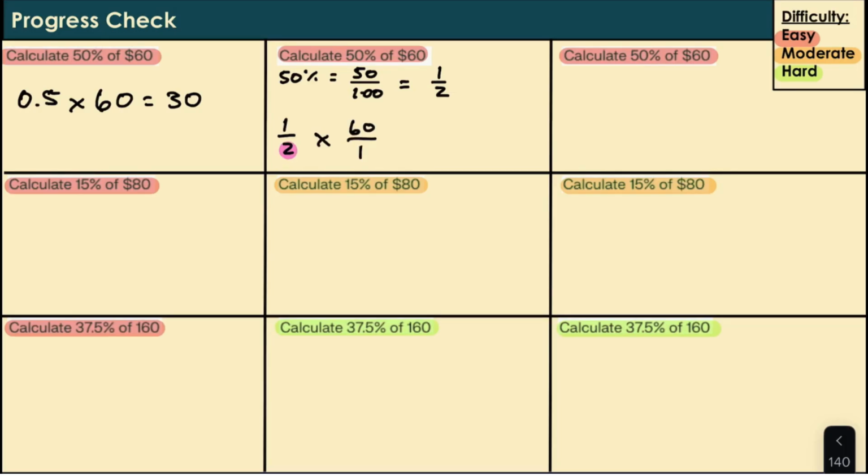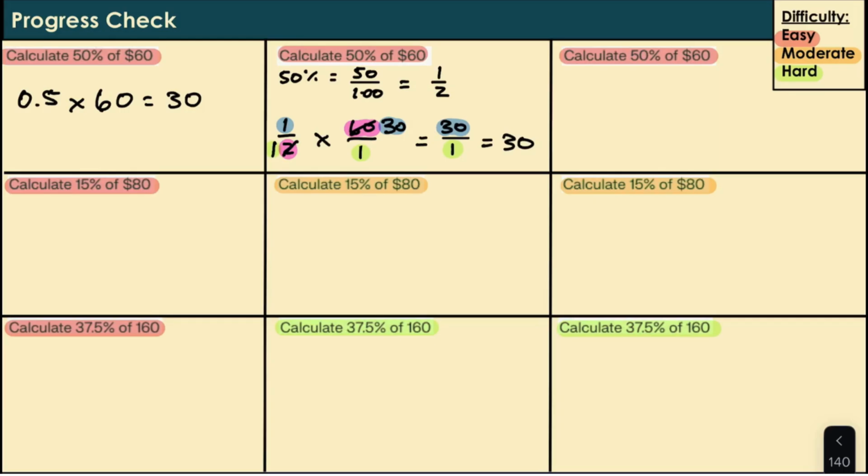Cross cancelling, we can divide the 2 and the 60 by 2. 2 divided by 2 is 1. 60 divided by 2 is 30. Top multiplied by top is 30. Bottom multiplied by bottom is 1. 30 over 1 is 30.